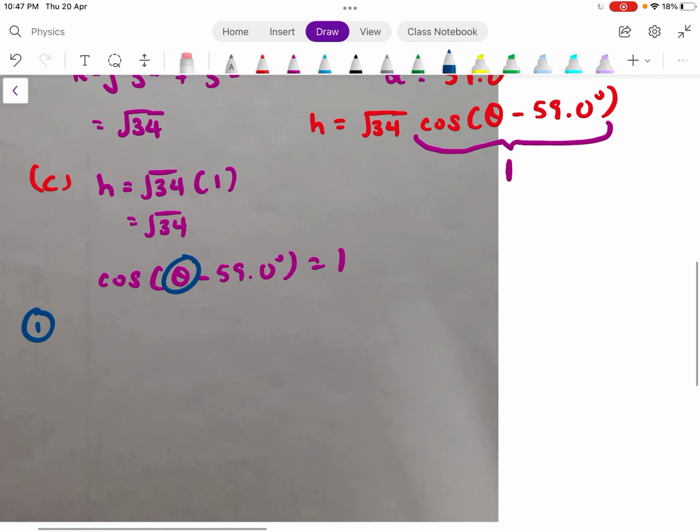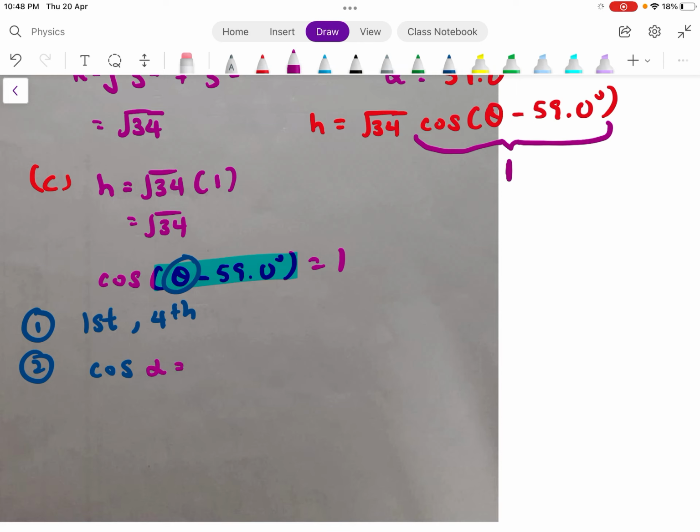So first step, you determine the quadrant. Because it's positive, it's in the first or the fourth quadrant. Second is to determine your basic angle. Basic angle meaning, for example, cos. You change whatever you see here to alpha. Alpha stands for basic angle, cos alpha equal to 1. So when you solve for your basic angle, cos inverse 1 will give you 0 degree. Okay, third step, you draw.